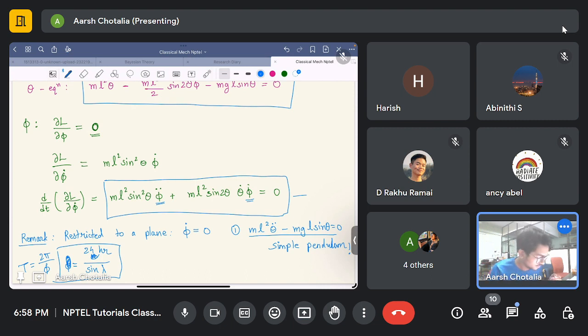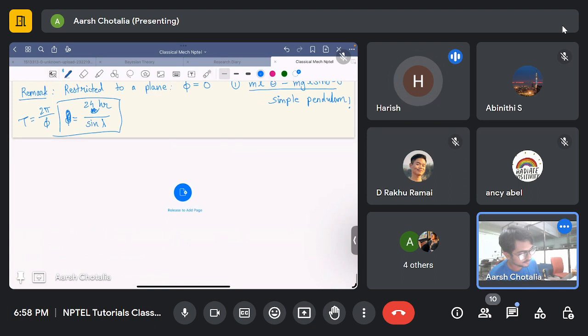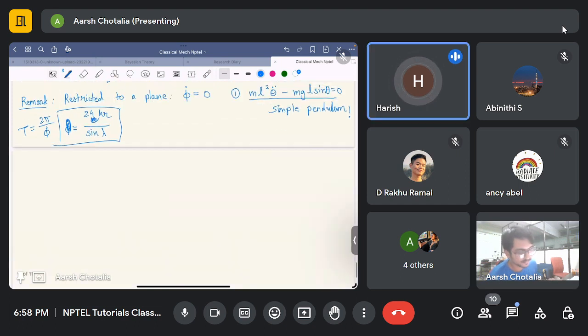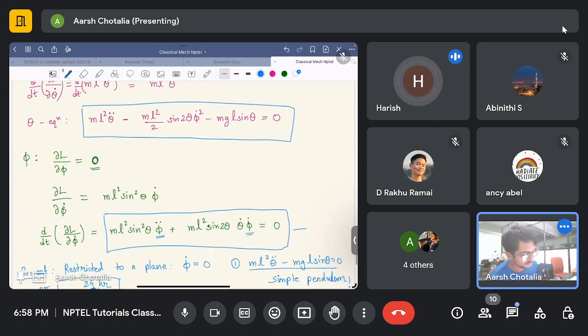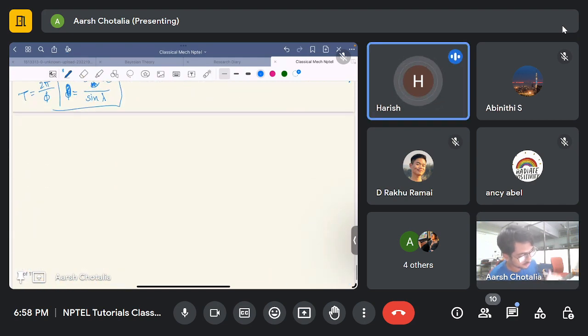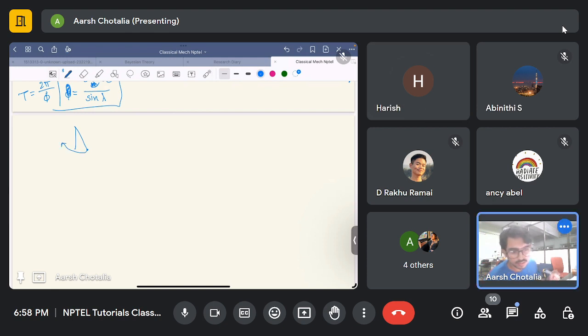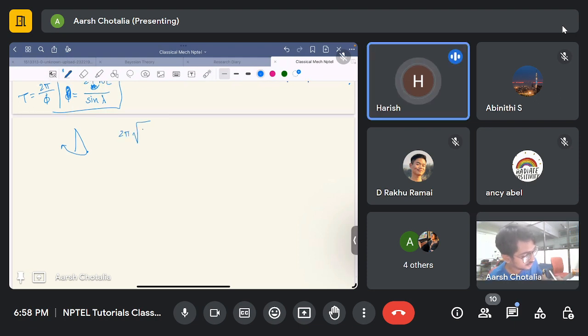It's cool. But we'll have another time period, right? Along the other axis, like theta dot, 2 pi by theta dot. Along theta dot, it would be equal to 2 pi square root of L by g. That will be just like a simple pendulum in some random plane.